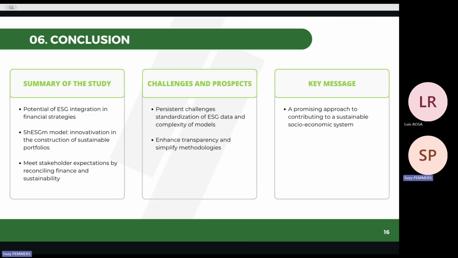About the challenges and the prospects, we can see persistent challenges: standardization of ESG data and complexity of models. And also the challenges of enhancing transparency and simplifying methodologies. And finally, our key message about this paper is that it is a promising approach contributing to a sustainable socio-economic system.